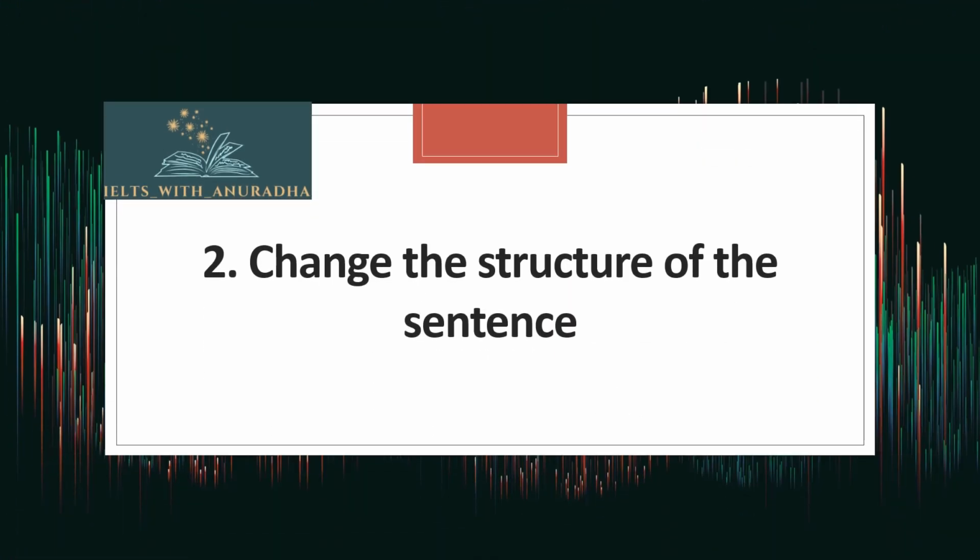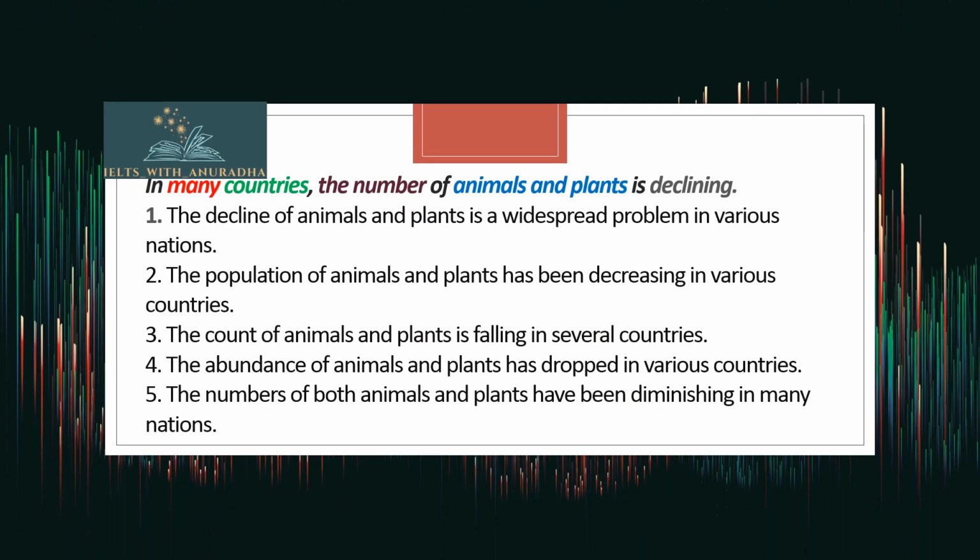Our next way is change the structure of the sentence. It means move around the words and phrases to create a new sentence with the same meaning. We will use synonyms and change the location of words altogether, like the first sentence we have, the decline of animals and plants is a widespread problem in various nations. The second one is, the population of animals and plants has been decreasing in various countries.